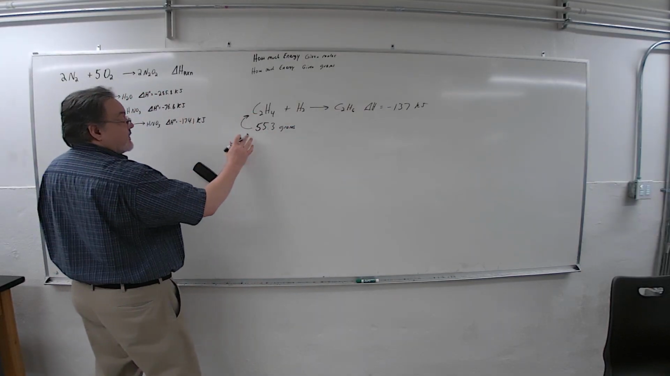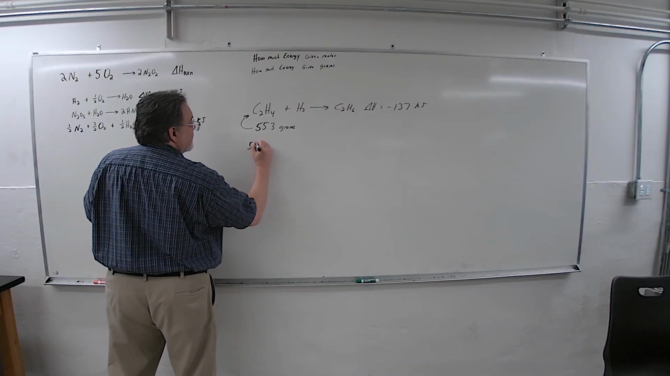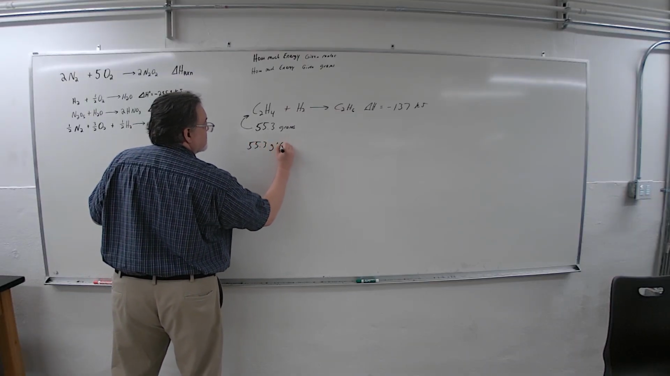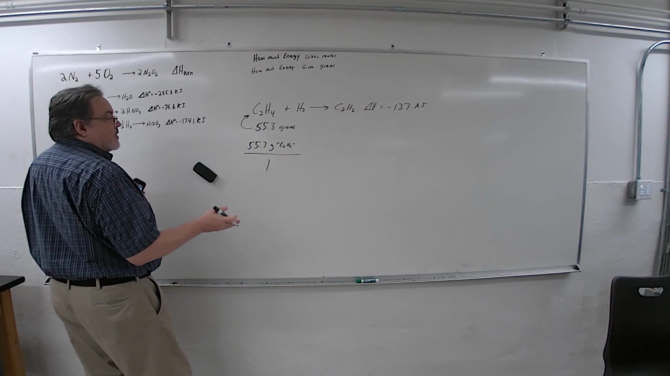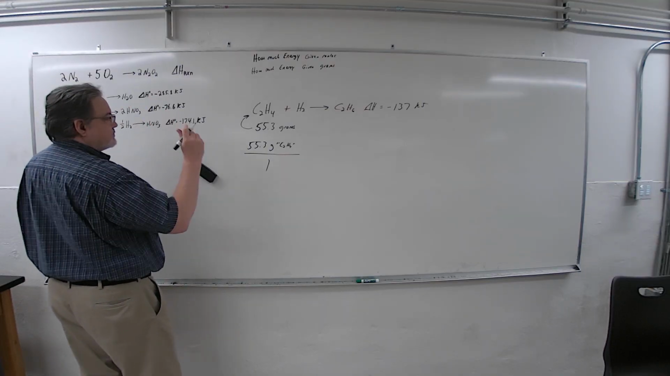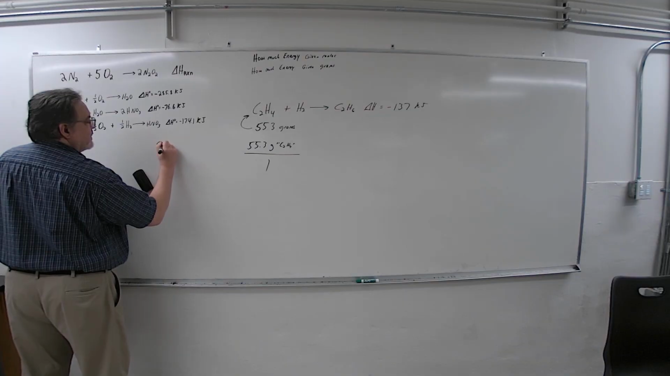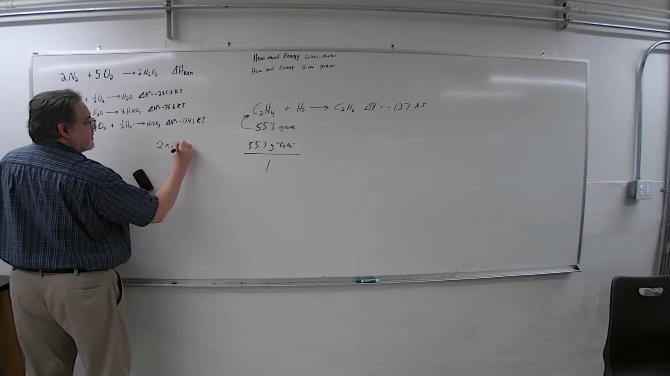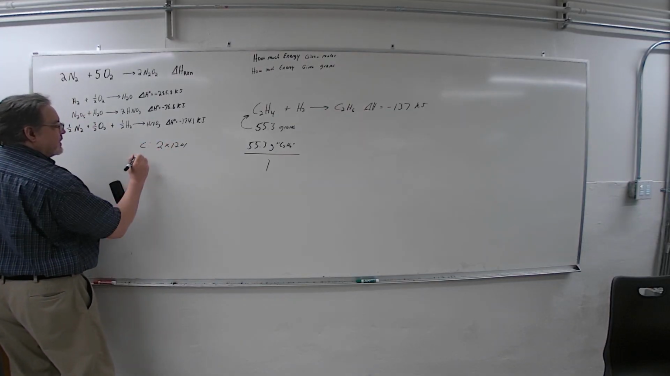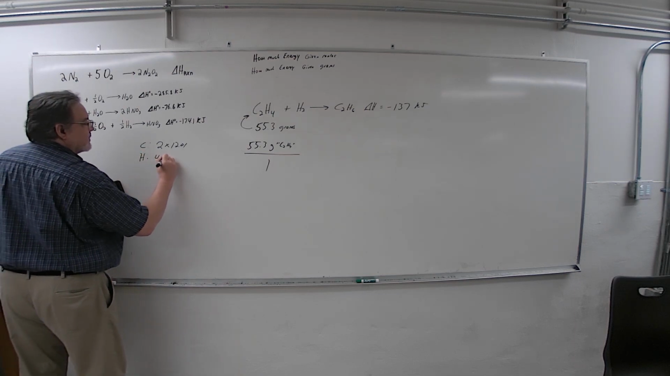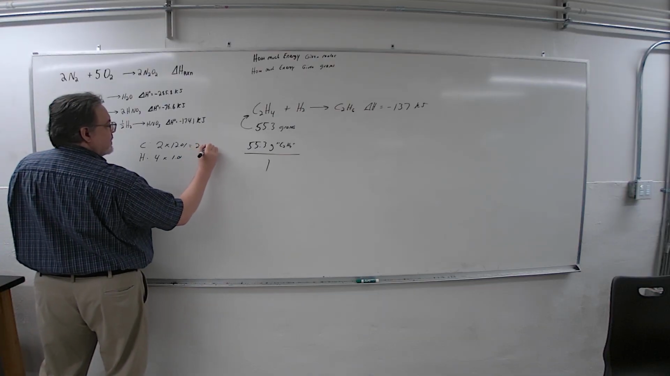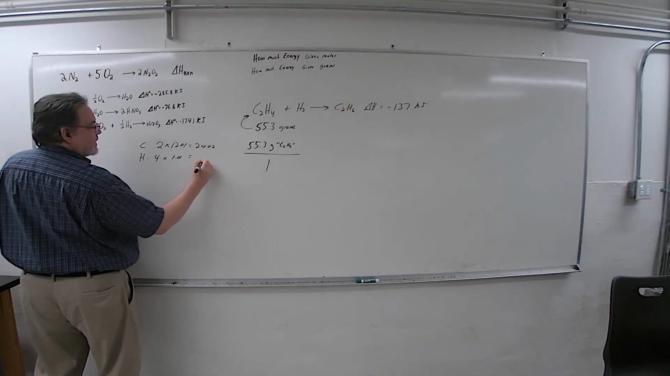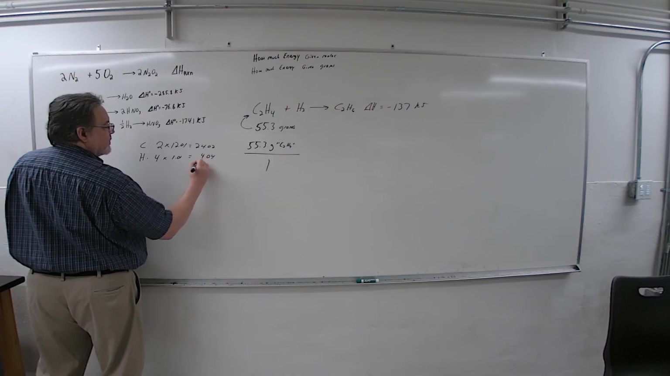How much energy comes out? We'll go to 55.3 grams of C2H4. Grams is mentioned, so we're going to need the grams per mole here. 2 times 12.01, this is carbon. H, there's 4 of them. That'll be 24.02, this will be 4.04.